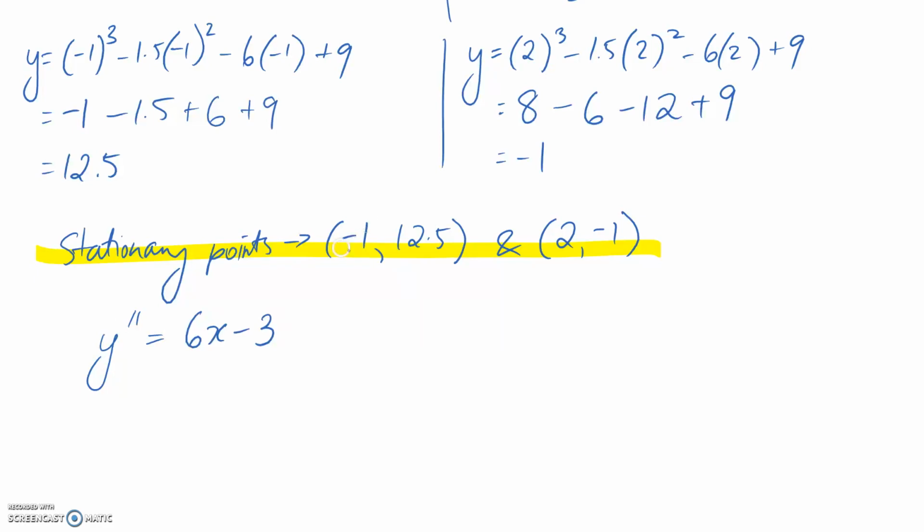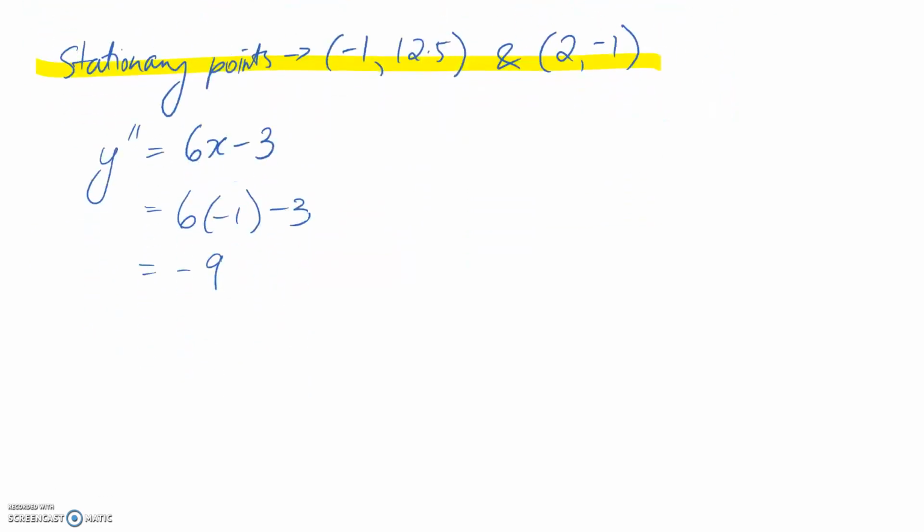So let's start with x is equal to -1. So this is going to leave us with -6 minus 3, which is -9. And what we know is that if we end up with a negative value for our y double dash, that corresponds to a maximum point when we plot the graph.